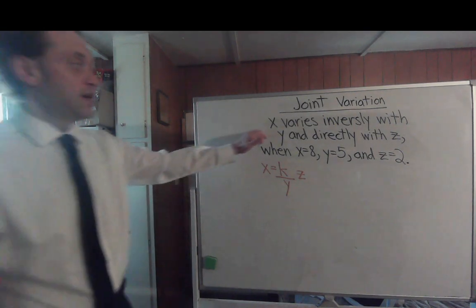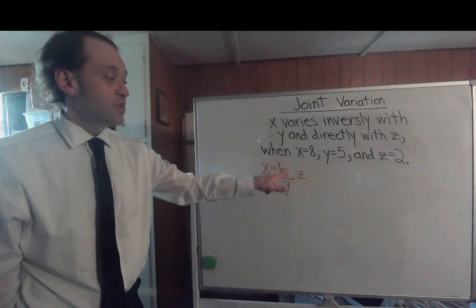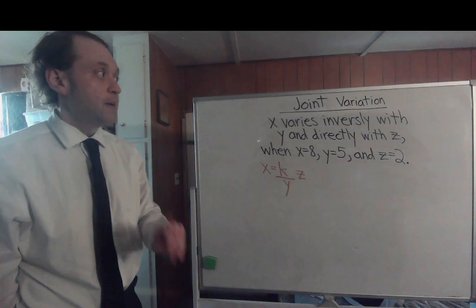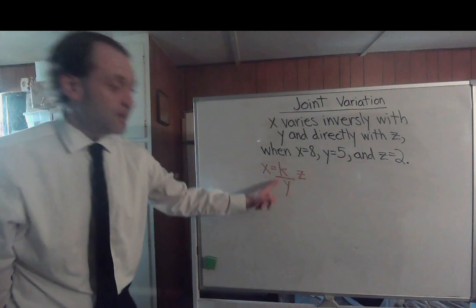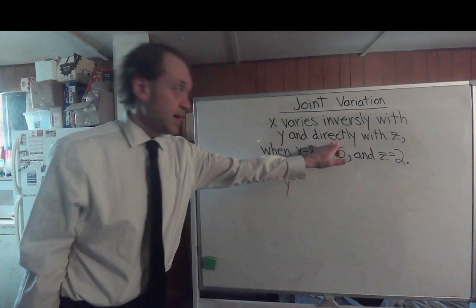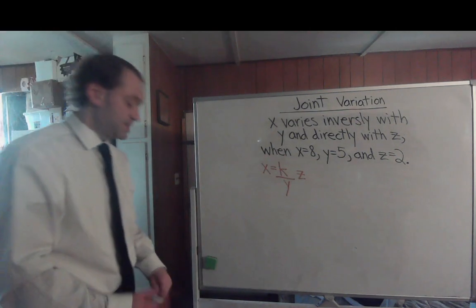It's just a matter of reading x varies, which means x equals. Immediately put your constant of variation, the k. And then when it says inversely with y, that means that constant is divided by y. And directly with z, that means it's all that times z. If that makes sense.